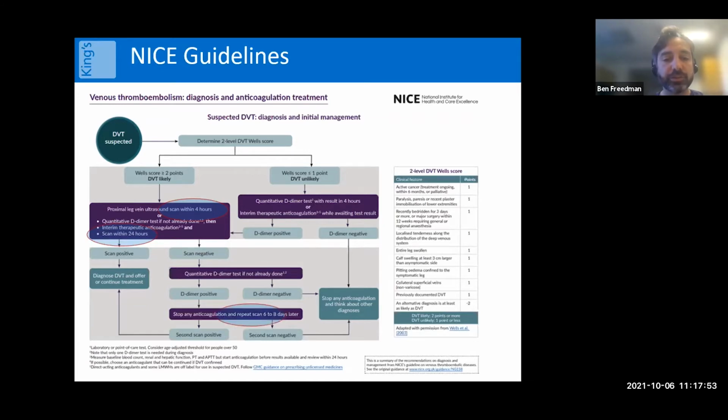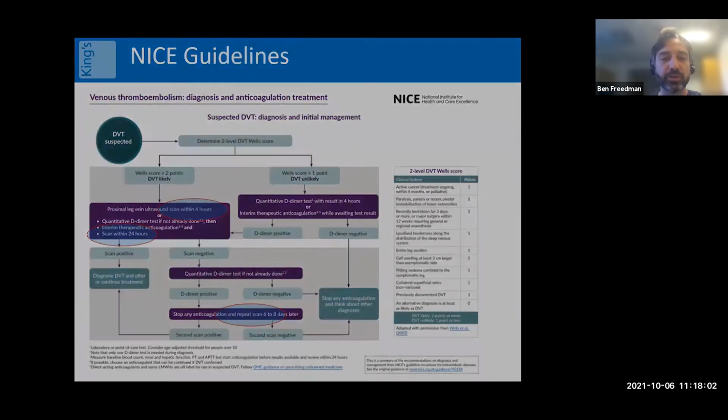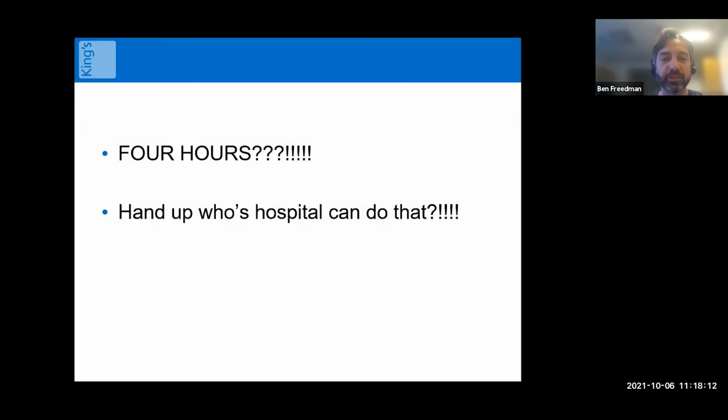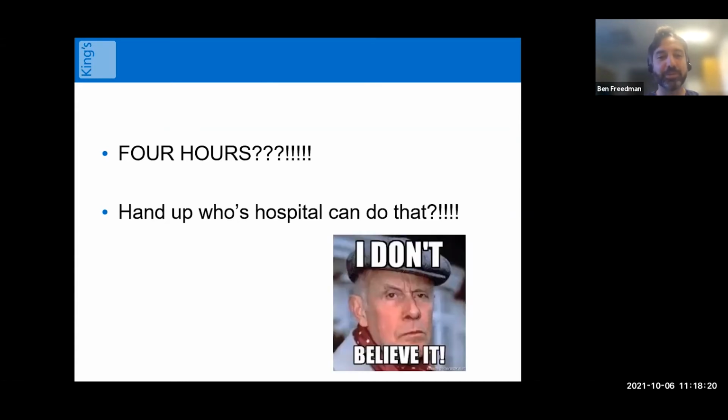And then there's a need for repeat scanning. So these are all the areas where I get involved in this pathway, where the ultrasounds may or may not take place. So let's just have a think about that for a minute. The NICE guidance, the first thing is we should scan within 4 hours if the Wells score is high. That's 4 hours. And if any of you are old enough to remember One Foot in the Grave, when I read this, this is how I felt about that.